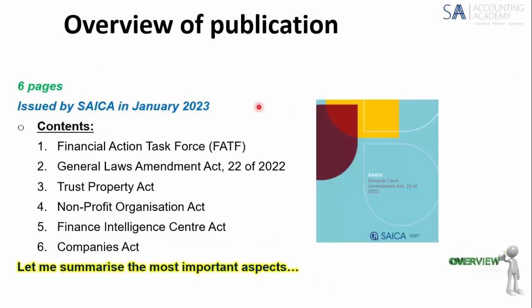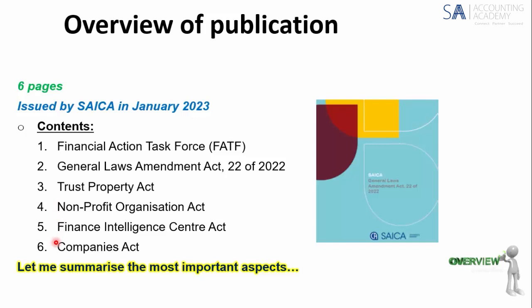Right, so let's look at a quick overview of the publication. There's the front page of it, as you can see, 6 pages long, issued by SAICA in January this year. The contents, we're going to quickly look at FATF, then the GLAA, then the 4 specific acts that contained the majority of the changes to anti-money laundering sections and so on, being the Trust Property Act, the Non-Profit Organisation Act, FICA, and the Companies Act.